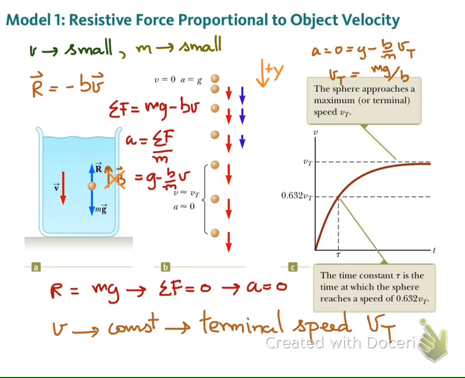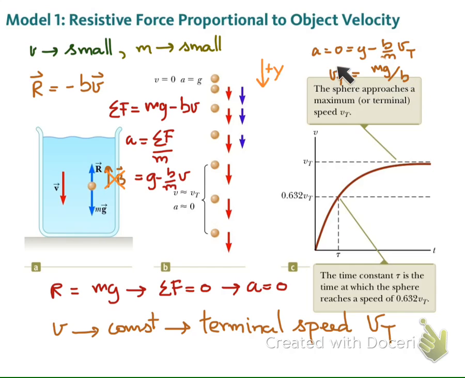So if we let an object fall slowly in the medium and we wait for a while, and we measure the velocity after some time, just let the velocity reach the terminal velocity or the terminal speed, and if we measure the speed of the object, we will find that the speed is a constant. And from this fact, we can use these results to experimentally measure the constant b.